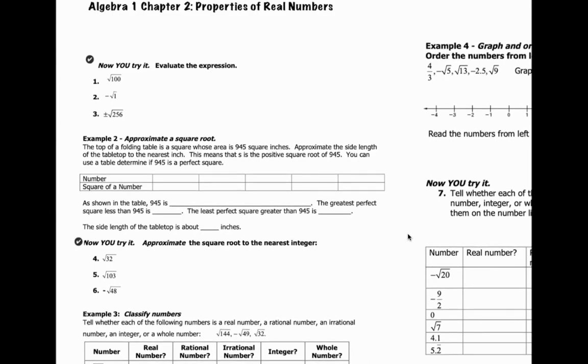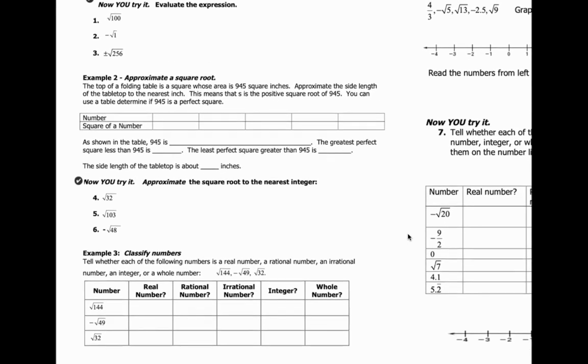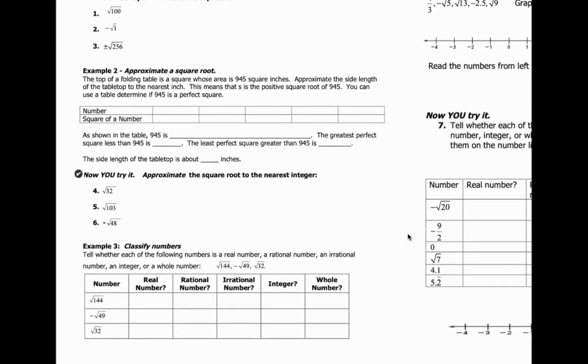So you can also approximate a square root. So it says the top of a folding table is a square whose area is 945 square inches. Approximate the side length of the table top to the nearest inch. This means that S is a positive square root of 945. You can use the table to determine if 945 is a perfect square.